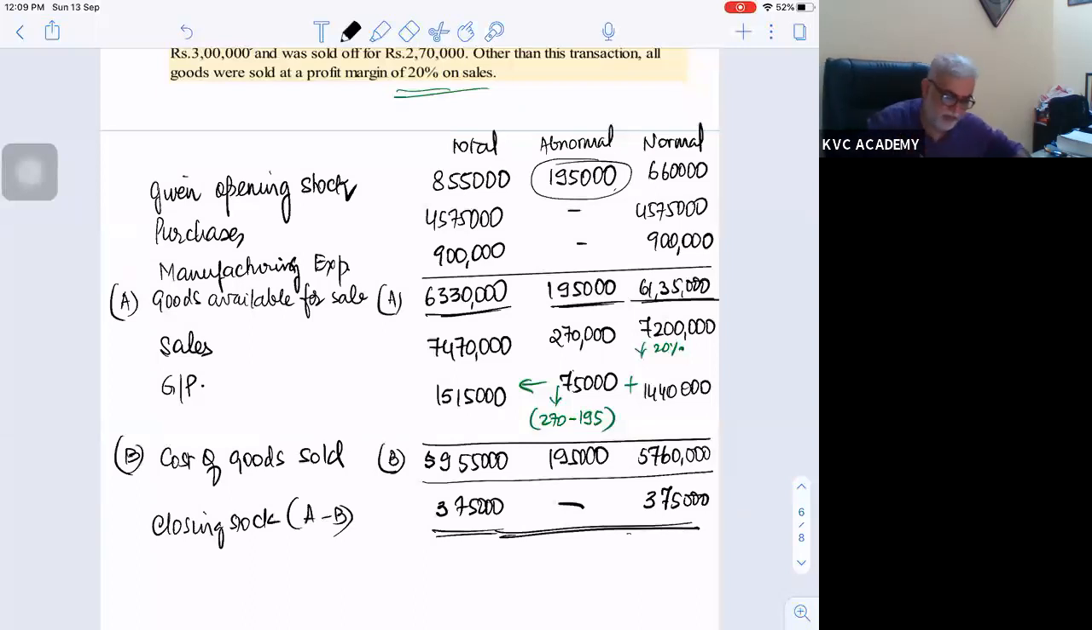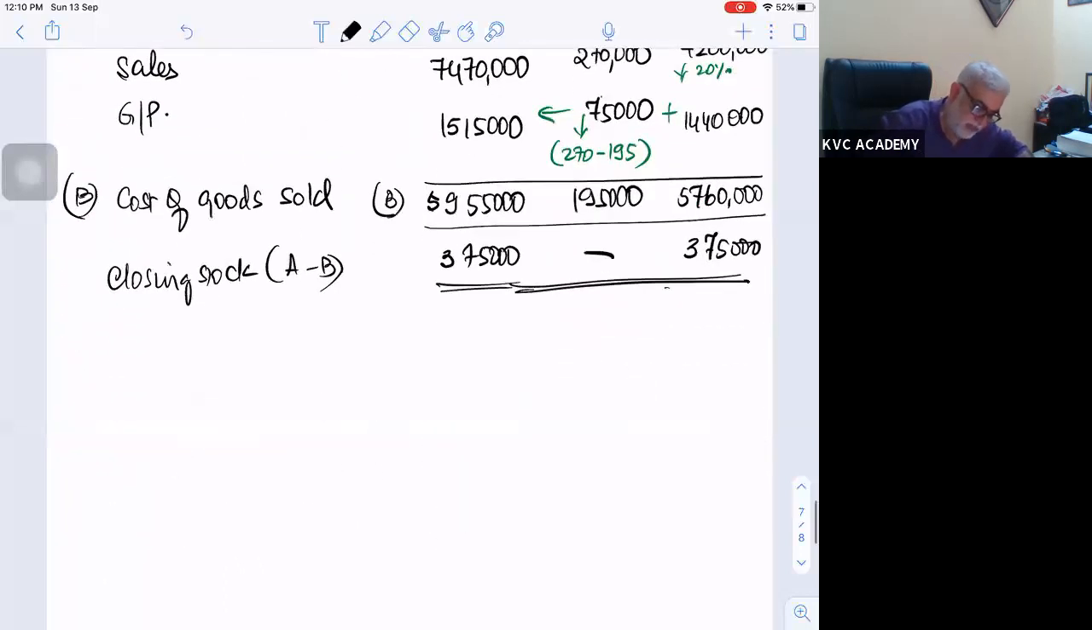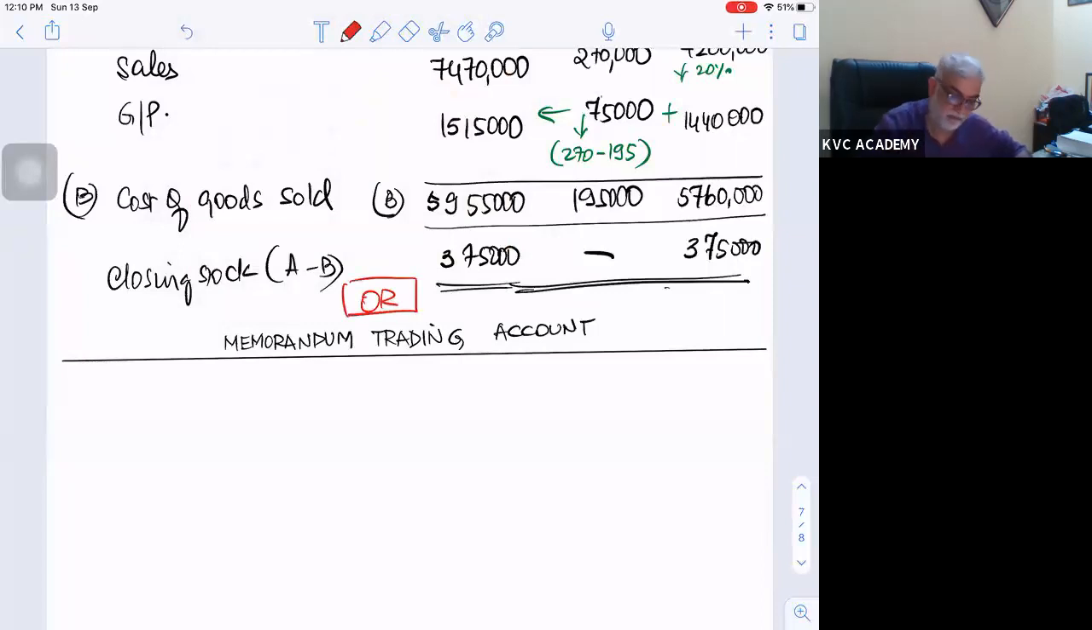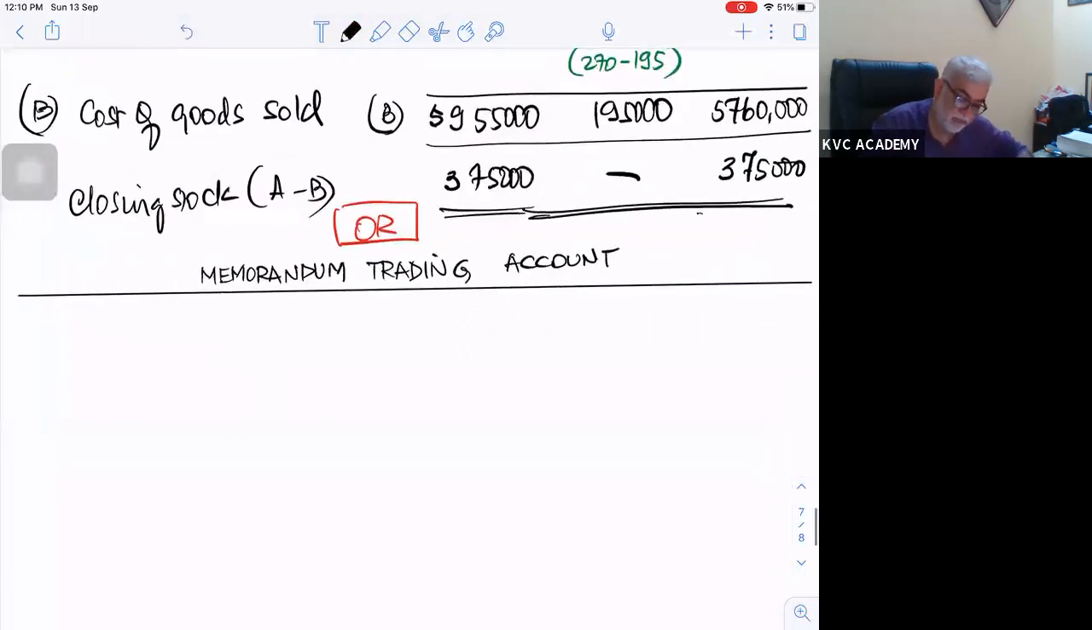If you are finding it confusing still, then you fall back to the memorandum trading account. Don't do both in the exam. You choose what you like, what is comfortable for you, not what is comfortable for your friend.